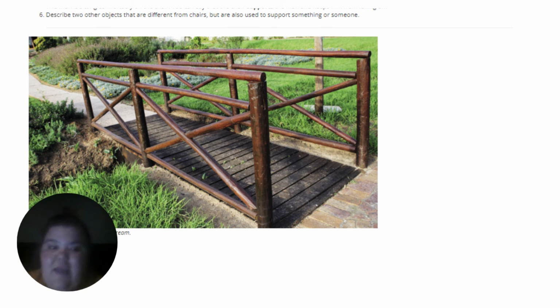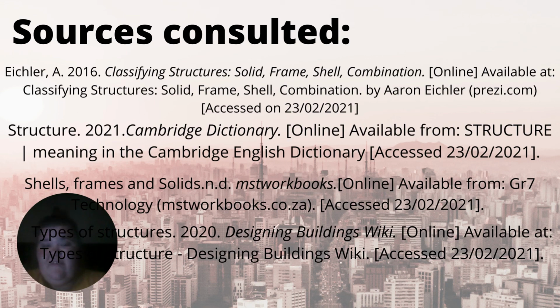That concludes our lesson about structures for today. I hope you all have a wonderful day, grade sevens, and that you've learned quite a bit. In our next lesson, we will be continuing with structures and how we can reinforce structures to be more supportive and more beautiful as well. Okay, bye.